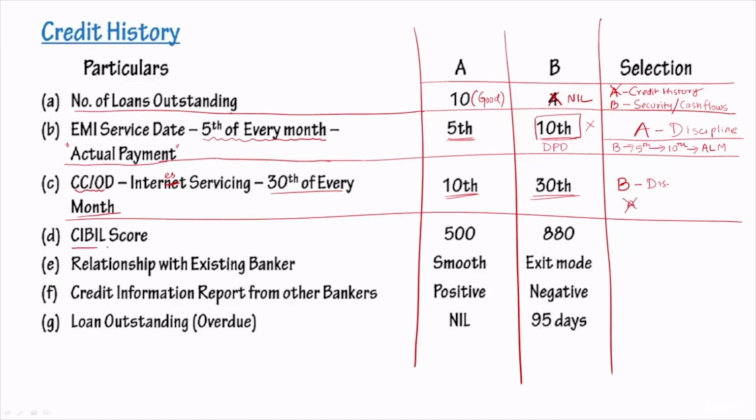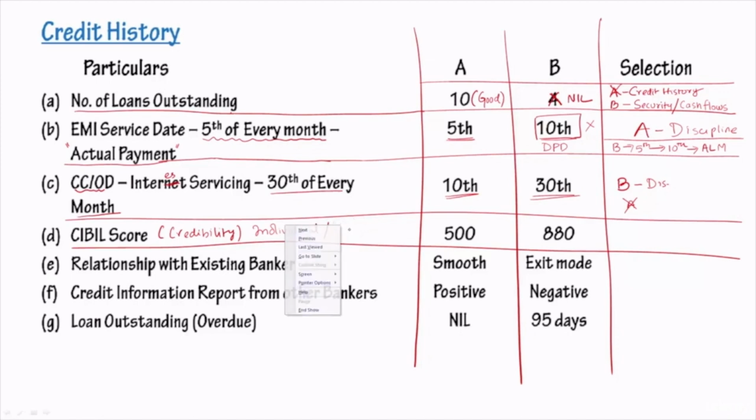Next, let's look at the CIBIL score. Now, what is CIBIL score? CIBIL score is the score which is going to reflect the credibility of the loan applicants. Now, this CIBIL score will be there for each and every individual, and will also have CIBIL parameters for corporates or say business entities.